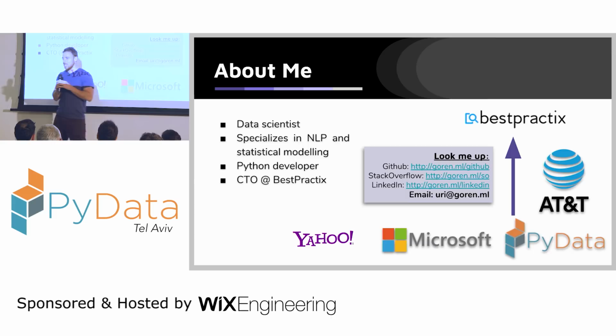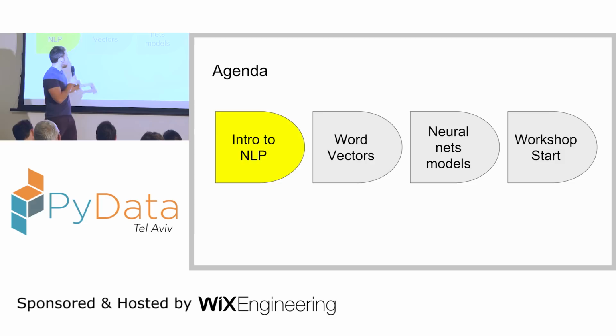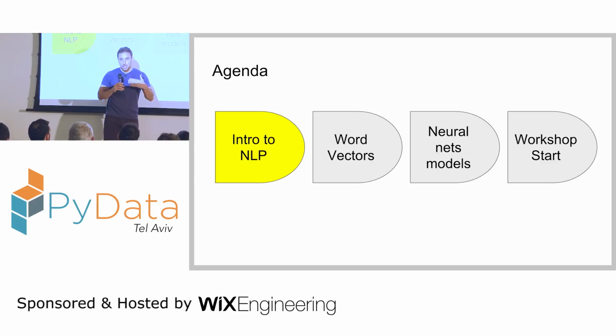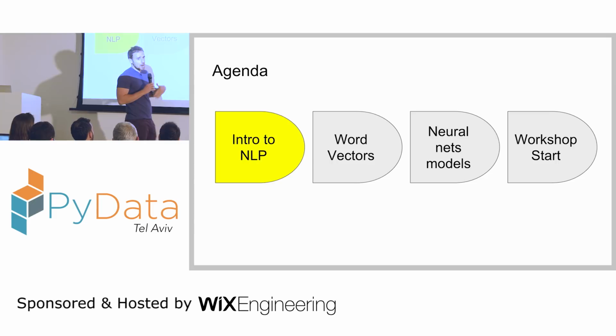Okay, this is our agenda for today. First, we're going to talk about NLP in general. Then, we'll dig into word vectors and why they are useful. Then, we'll talk about neural networks, which will be the subject of this workshop. And finally, we'll talk about our data set, Google Colab, configuration, and how to get things actually working.